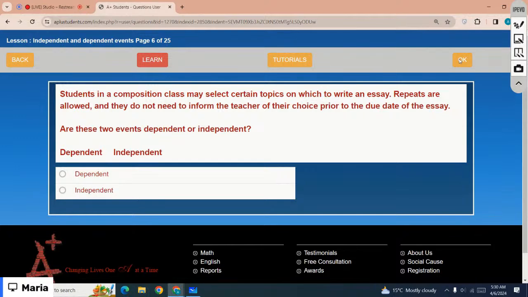Students in a composition class may select certain topics on which to write an essay. Repeats are allowed, and they do not need to inform the teacher of their choice prior to the due date of the essay. Are these two events dependent or independent? The correct option is independent events. Okay, you can complete the lesson by yourself later today. Let me just move on to the next lesson.